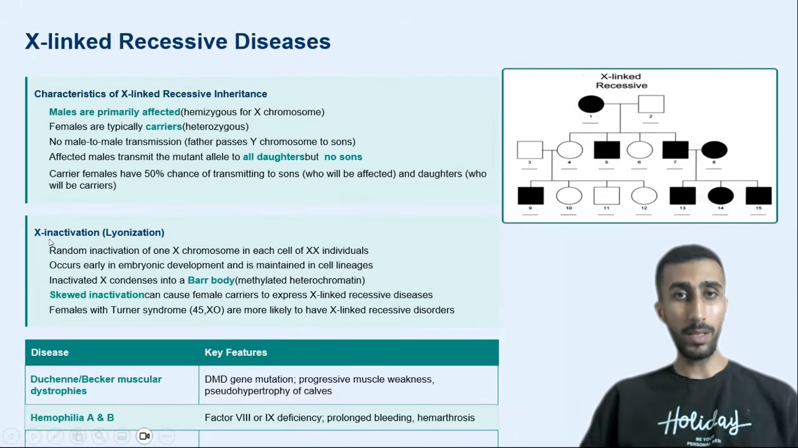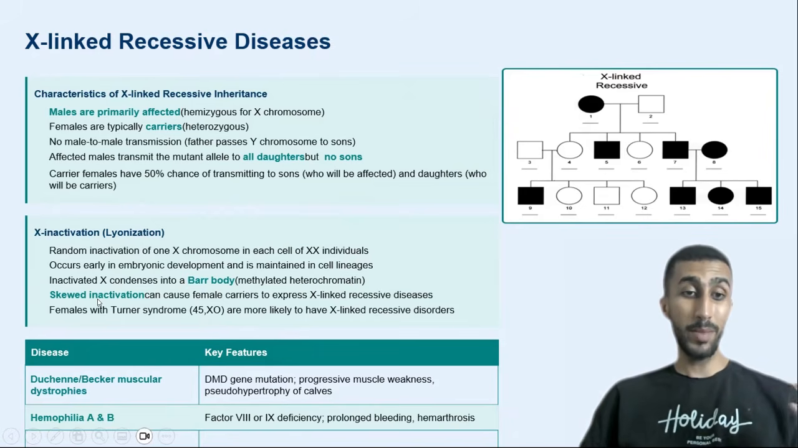Next, you have to know a concept called X inactivation, aka lionization. This is a random inactivation of an X chromosome in all of the cells of XX individuals, and you have to stress the word random. So it is a random process. This occurs in embryonic development and is maintained in all cell lineages. And as long as it is random, there's not a problem.